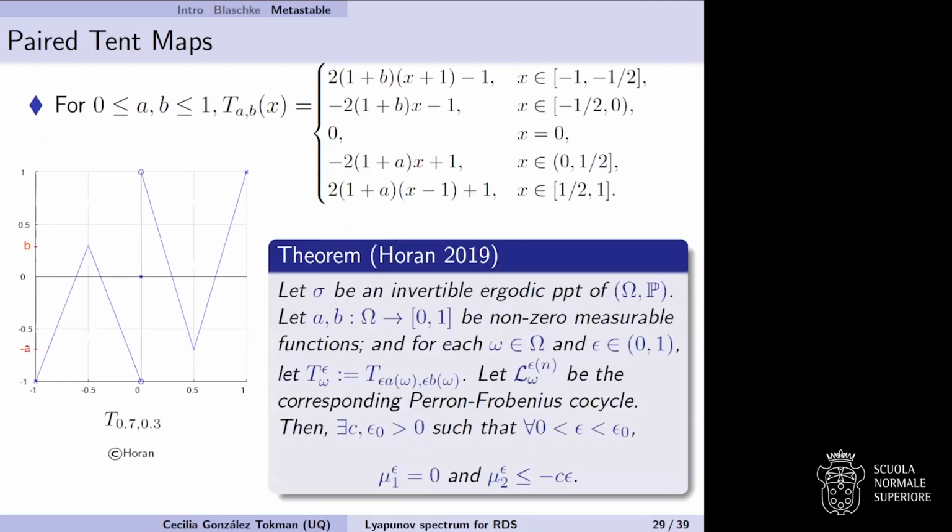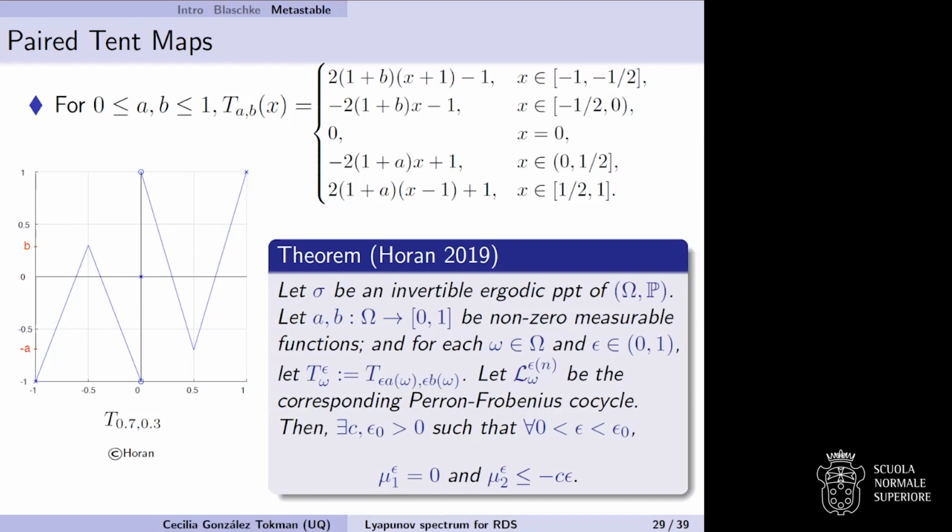So the model we looked at in the case of interval maps is called W maps, and it was studied by Horan in his thesis. This is a family of maps which has two parameters, A and B. These are maps of the interval from -1 to 1. So B measures how much above 0 this tip gets mapped to, and A measures how much below 0 this tip gets mapped to.